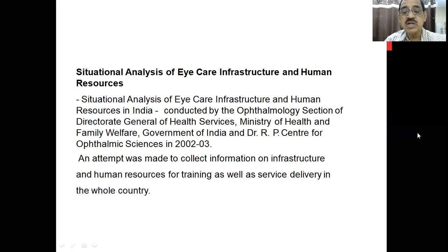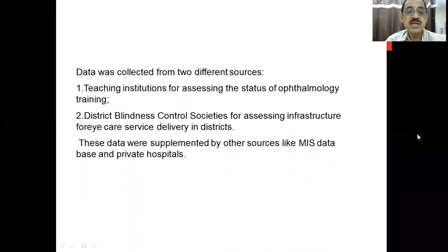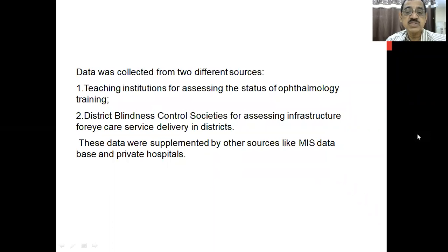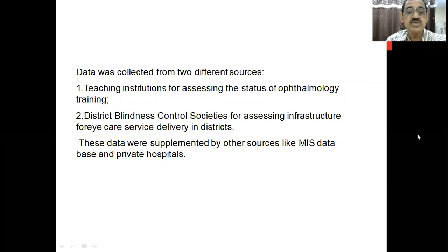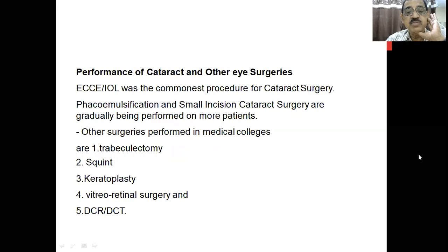An attempt was made to collect information on infrastructure and human resources for training as well as service delivery in the whole country. So data was collected from two different sources: teaching institutions for assessing the status of ophthalmology training, and secondly, District Blindness Control Society for assessing infrastructure for eye care services delivery in the districts. So this is more important for the post-graduates. These data were supplemented by the other sources like the MAS database and from the private hospitals.